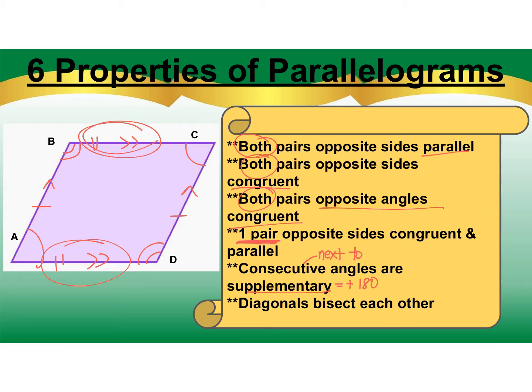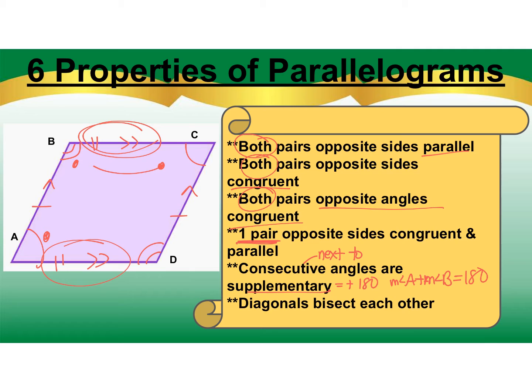So that means in my picture that the measure of angle A plus the measure of angle B equals 180. This angle and this angle equal 180. They're not congruent. They could be. They could both be 90, but they're going to be supplementary. B and C are supplementary. C and D are supplementary. D and A are supplementary.